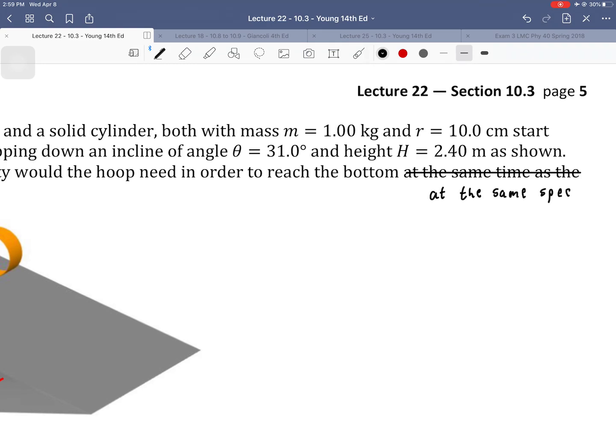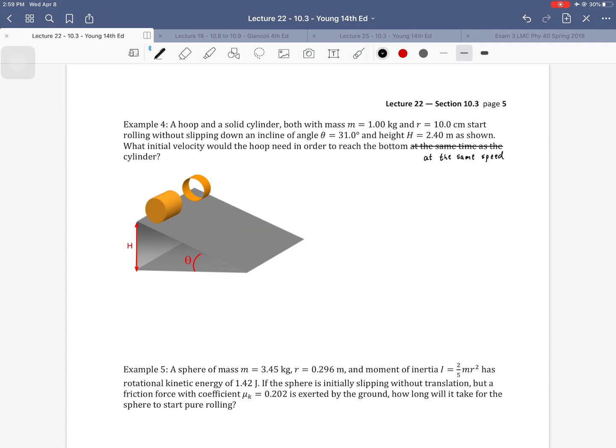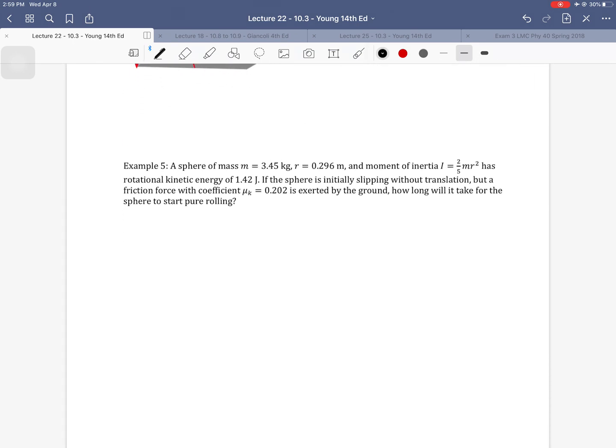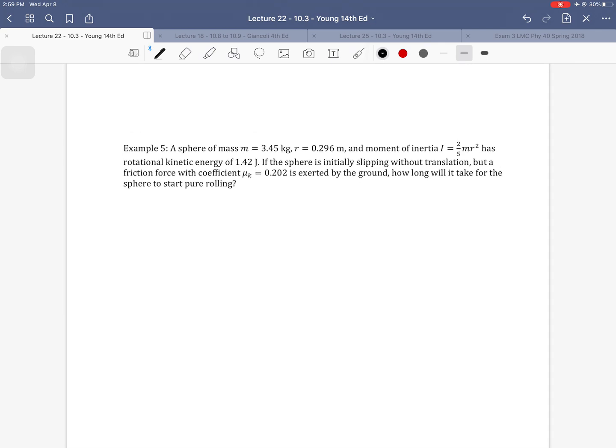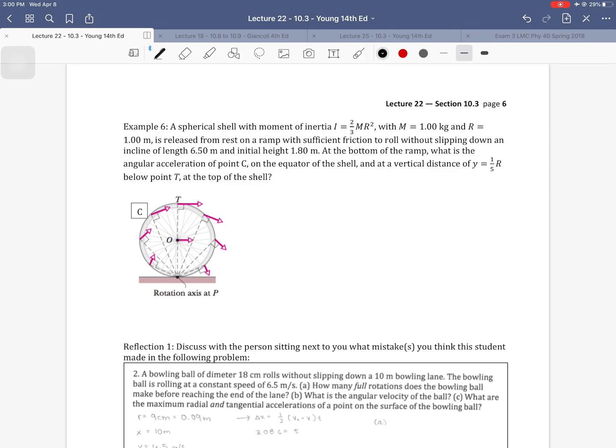as the cylinder. All right, then we got another one for practice.